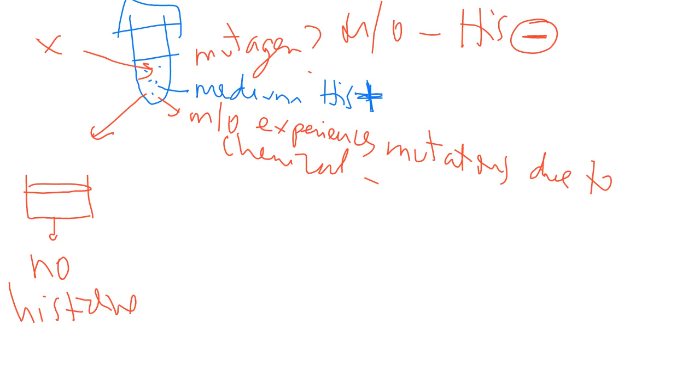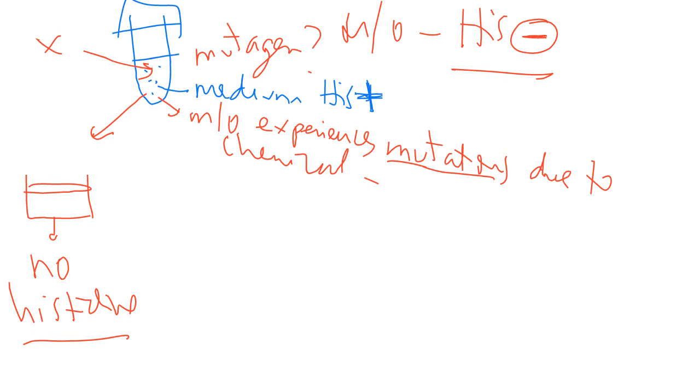We expose it to a chemical that is going to cause so many mutations, maybe, that some of those mutations will revert the histidine negative mutation. So we put it in a medium that has no histidine, and only those cells that mutated due to the chemical and are now histidine positive, so these are going to be revertants, are going to grow in the medium.